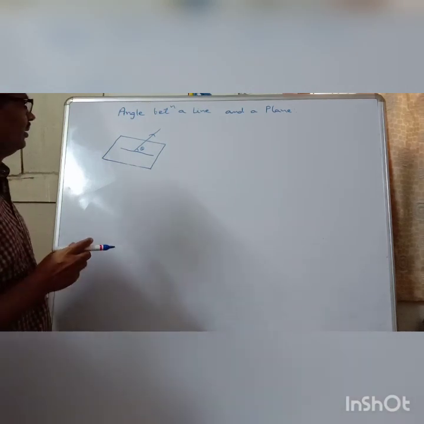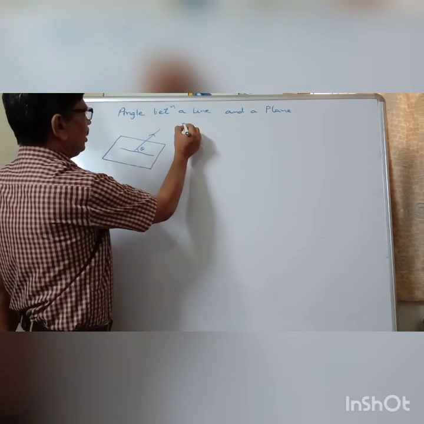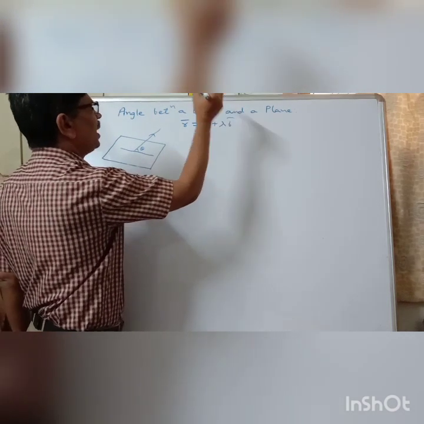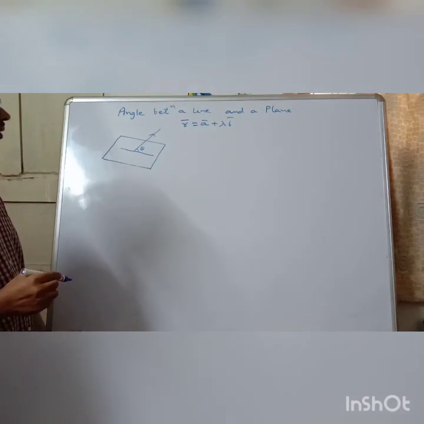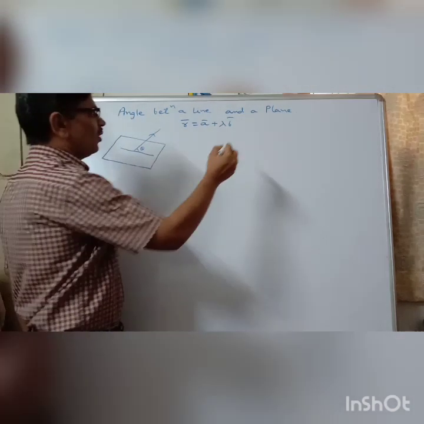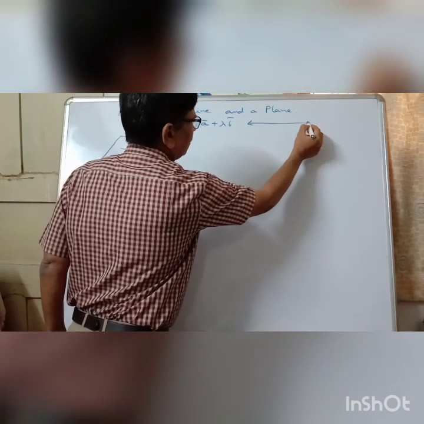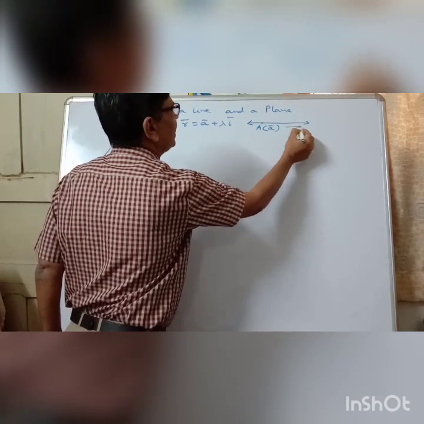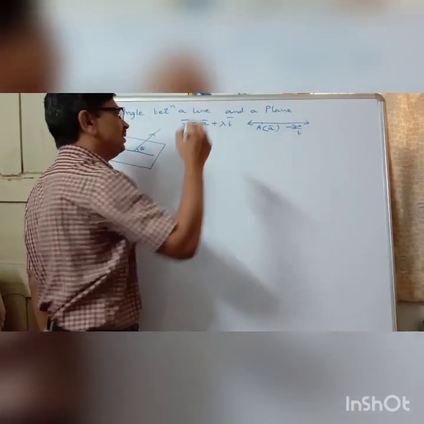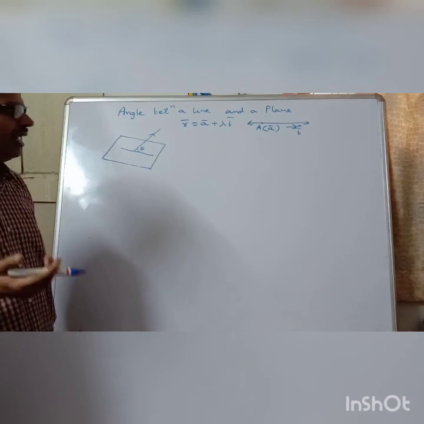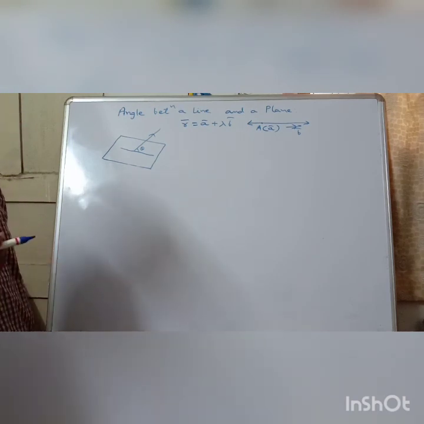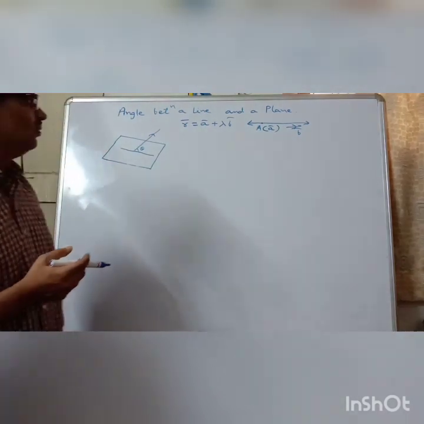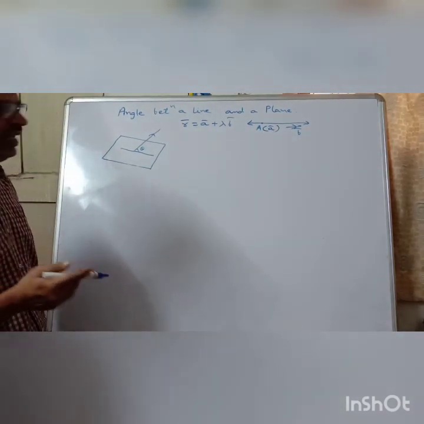Equation of line in vector form: R bar equals A bar plus lambda B bar. This is the equation of a line where A is a point on the line whose position vector is A bar and B bar is a vector parallel to the line. Similarly, we can write the equation of a plane also in vector form.